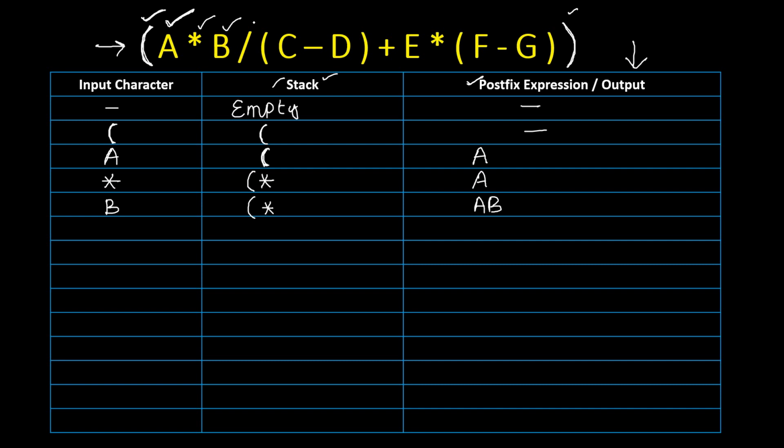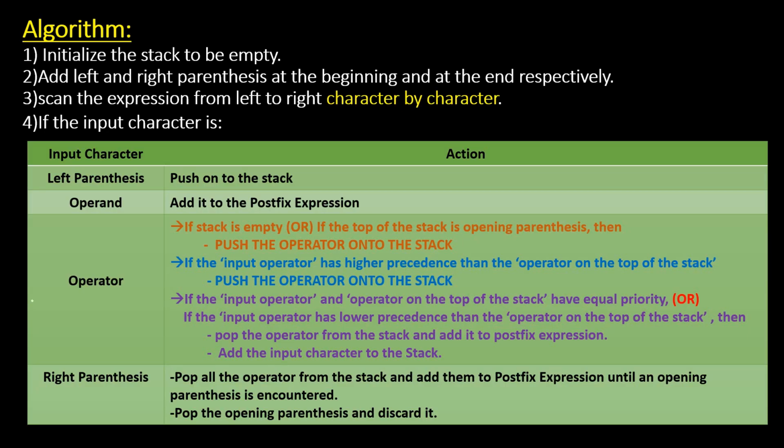And what is the next one? Next input character is division. So division is an operator. Now this slash is the operator, right? So go to the algorithm and look for the operator. Check the first point. If the stack is empty, or if the top of the stack is an opening parenthesis.